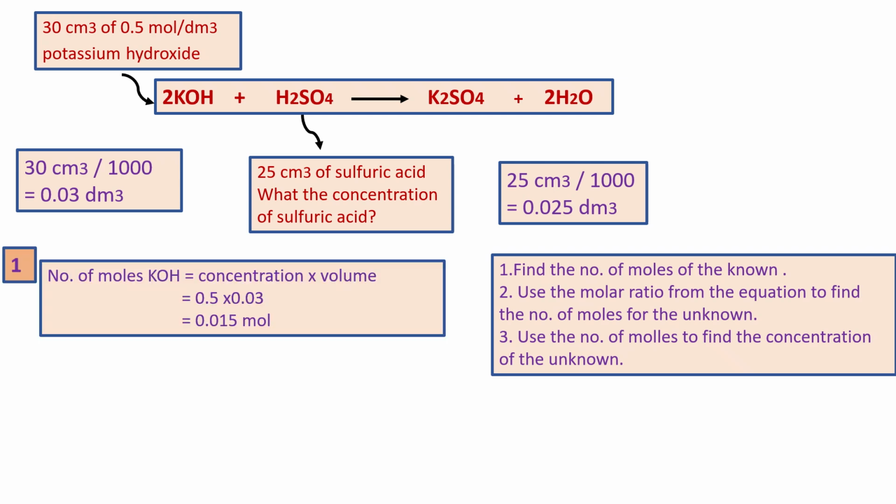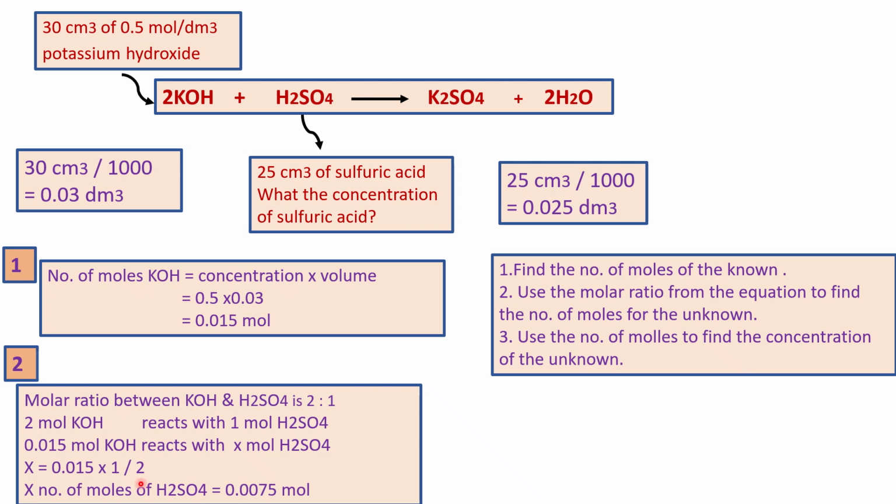The number of moles of potassium hydroxide equals the concentration times the volume. The concentration is half. How did we know that this is concentration? Because its unit is mole per decimeter cube. So multiply 0.5 times the volume, which is 0.03, and the answer is 0.015 mole. So we have found the moles of the known.